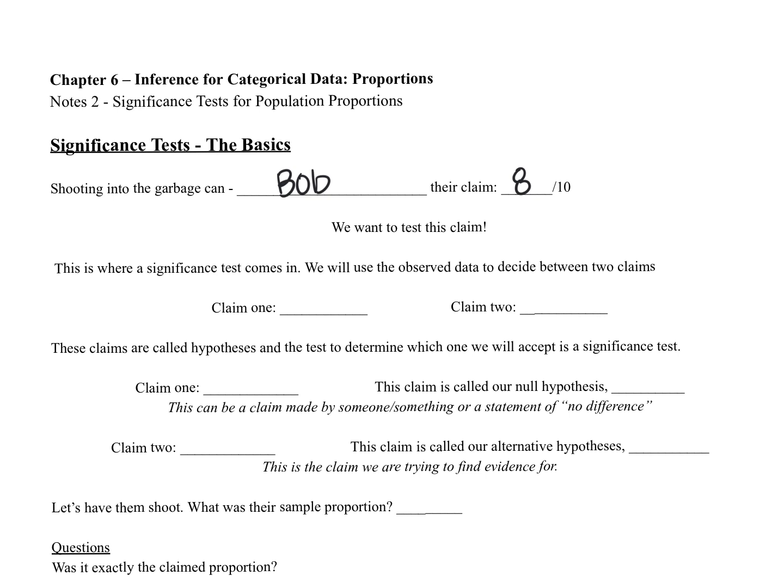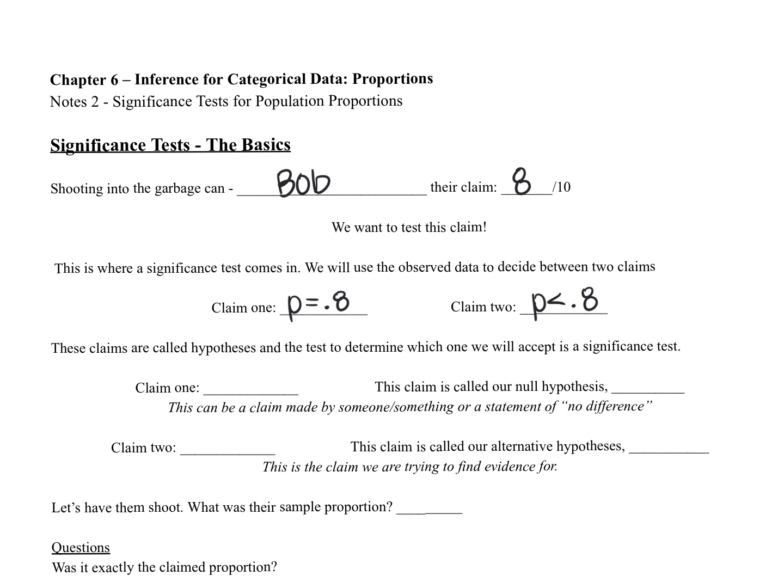So our first claim is going to be that the proportion that he makes is 0.8, because 8 out of 10 is 80%. And as a class, we decide Bob's full of it. He can't really make 8 out of 10. So our second claim is that the proportion is actually less than 0.8. These claims are called hypotheses. And then to determine which one we will accept is called a significance test.